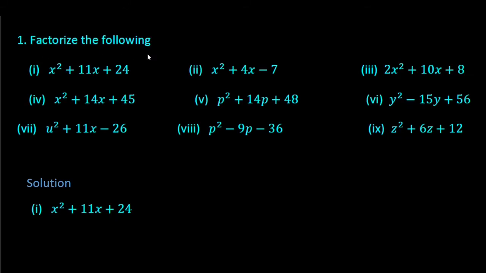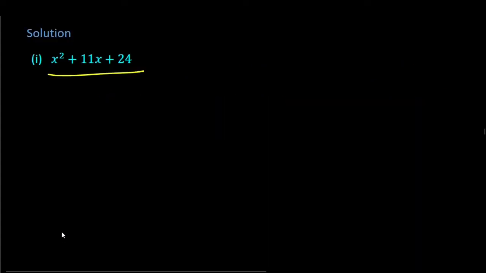Factorize the following. Here we have 9 sub questions. 9 quadratic polynomials are given. We have to factorize them. First one, x square plus 11x plus 24. How do we factorize this?